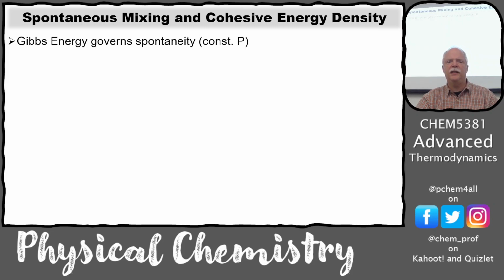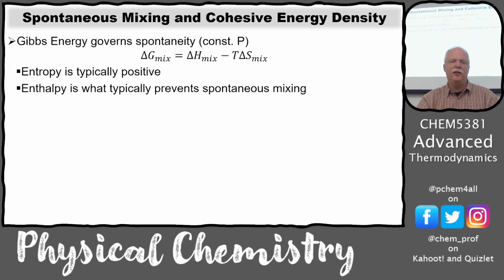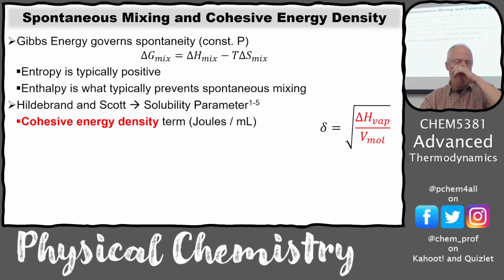So, spontaneous mixing and cohesive energy density. We've talked about the Gibbs energy, of course, that the entropy is positive and enthalpy is what typically prevents spontaneous mixing. And Hildebrand and Scott came up with this idea of a solubility parameter. Now theirs was limited to just the hydrocarbons. And so then Hansen came in and added in the DP&H values: polarity, dispersion, and hydrogen bonding. But it's based on this cohesive energy density.